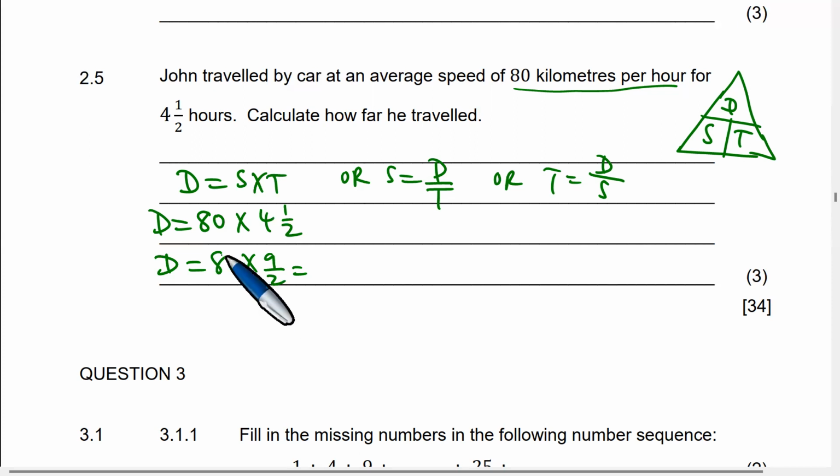And 2 goes how many times into 80? You get 40. We multiply by 9. What is 40 times 9? 360. Well done, 360. But you are saying how far, and they're using kilometers per hour. So it means that this guy traveled in kilometers.